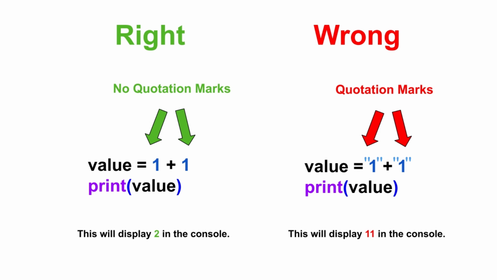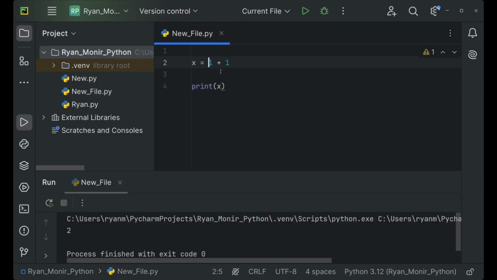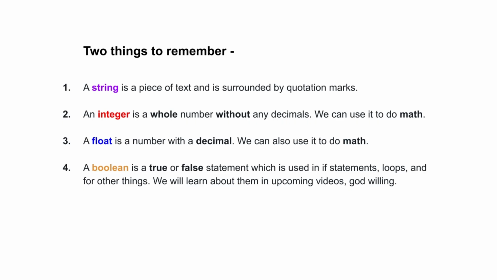You will be able to do everything a string can, but you can't do math or check for true or false values. Adding two strings together will not give you the sum of the numbers. It will give you a bigger string with the two strings combined. For now, just remember that a string is a piece of text and is surrounded by quotation marks.